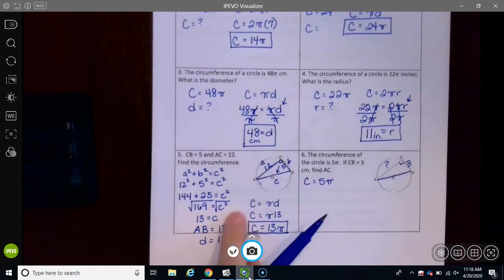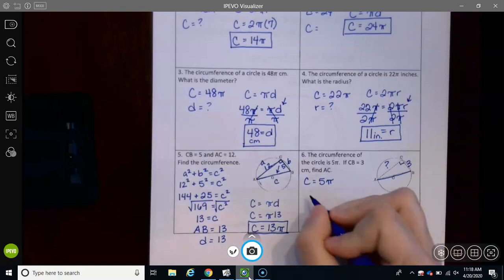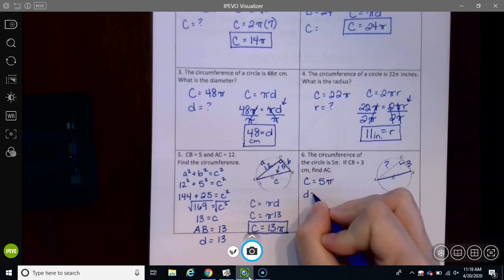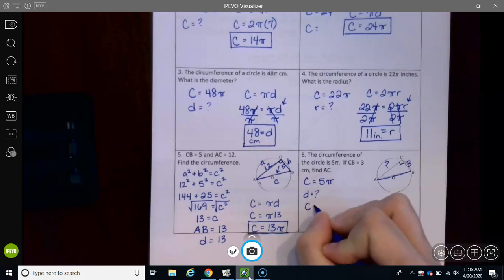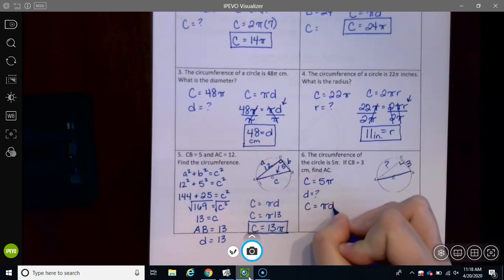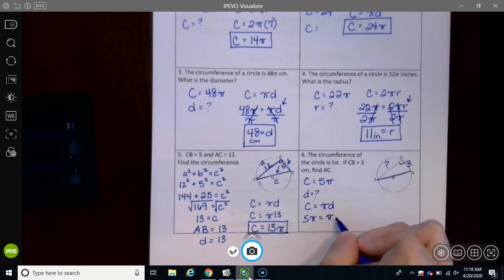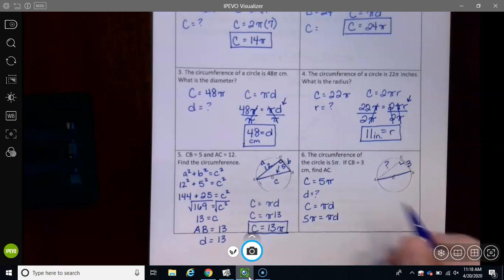So basically this same type of problem, but going backwards. So we know the circumference, so then we can find the diameter by using the formula C equals pi times diameter. So that's 5 pi equals pi times d, and we're trying to get d by itself, so divide by pi.